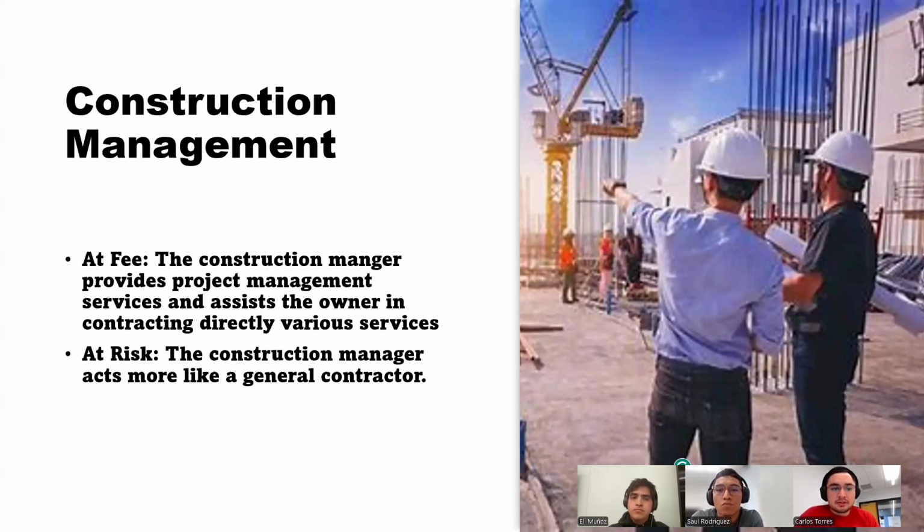A construction manager may be involved in two different ways. The first one is at fee. The construction manager provides project management services and assists the owner and contractor directly with various services, although the construction manager is not directly responsible for the construction work. The second is at risk, where the construction manager acts similarly to a general contractor and takes on the responsibility for construction quality, schedule, and costs.